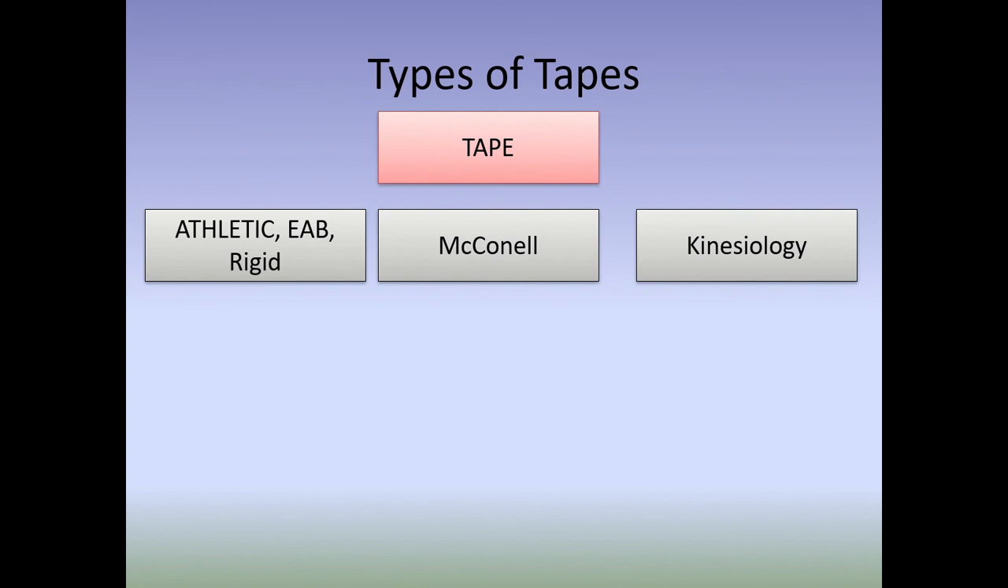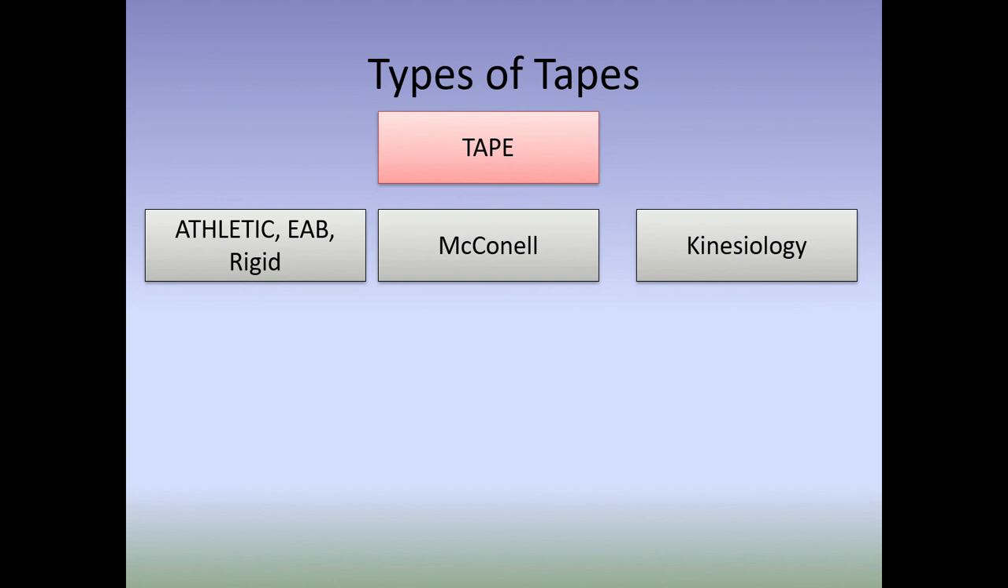Coming to the general classification of types of tapes. This is not a classification of kinesiotape, this is a general classification of types of tape. Tape is classified into athletic, elasto-adhesive bandage, and rigid in one corner, Mueller in the center, and kinesiology tape in the third corner. This classification is based on the stretchable capacity of the tape.